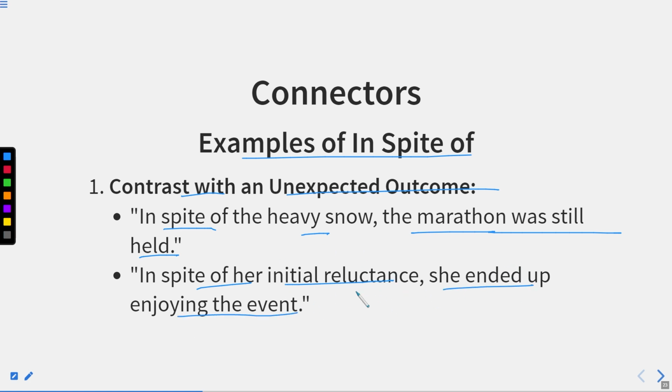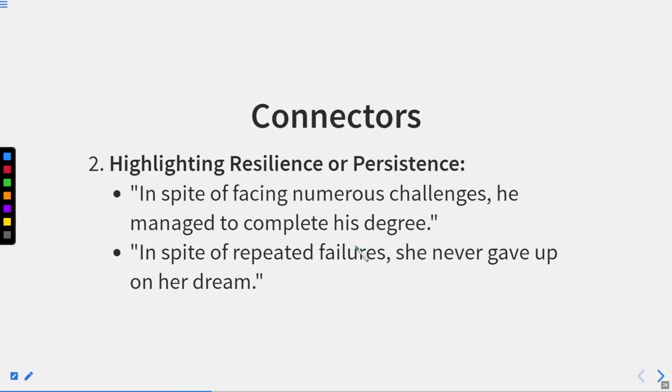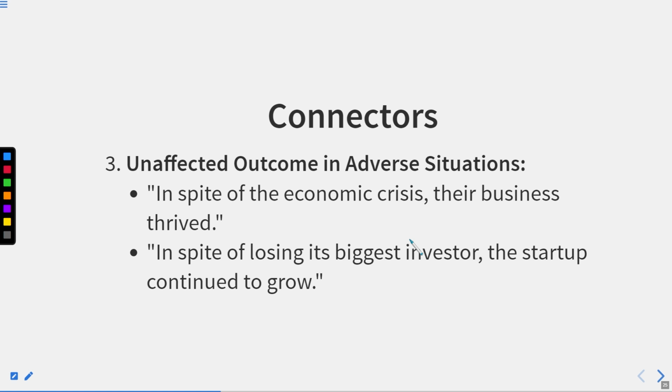So initial reluctance means she denied it again and again. Still, she ended up enjoying the event. It means in the last part of the event, she was really enjoying it. Highlighting resilience or persistence: in spite of facing numerous challenges, he managed to complete his degree. In spite of repeated failures, she never gave up on her dream.